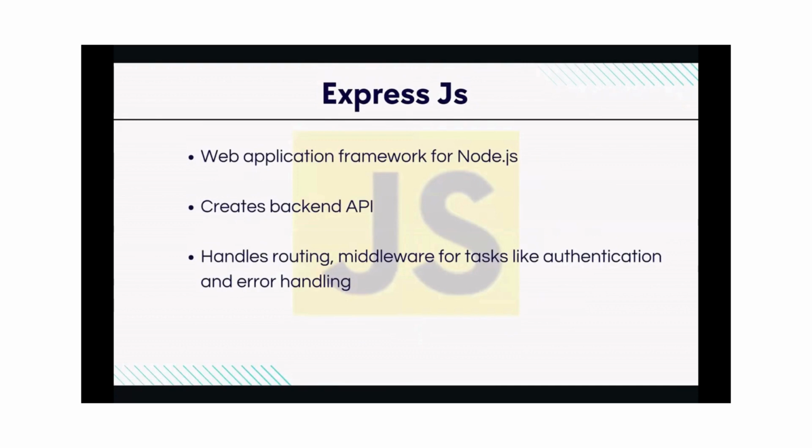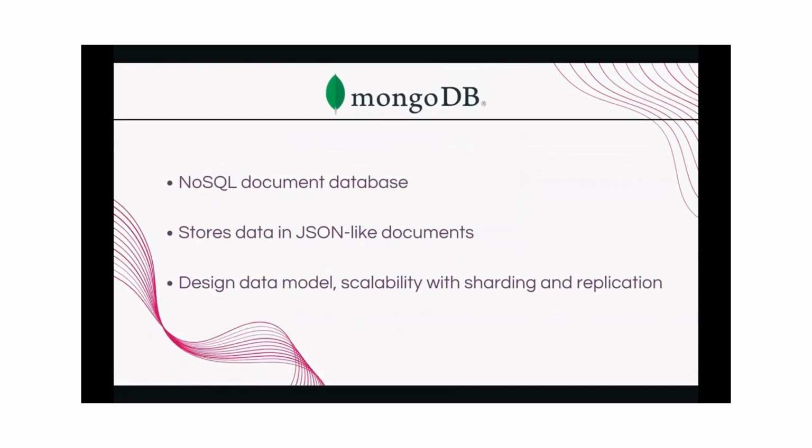Express.js basically is a web application framework for Node.js. It is used for creating backend APIs. It gives us an easier way to handle routing and middleware for tasks like authentication and error handling. MongoDB. It is a NoSQL document database, stores data in JSON-like documents, is used to design the data model, and provides scalability using sharding and replication.